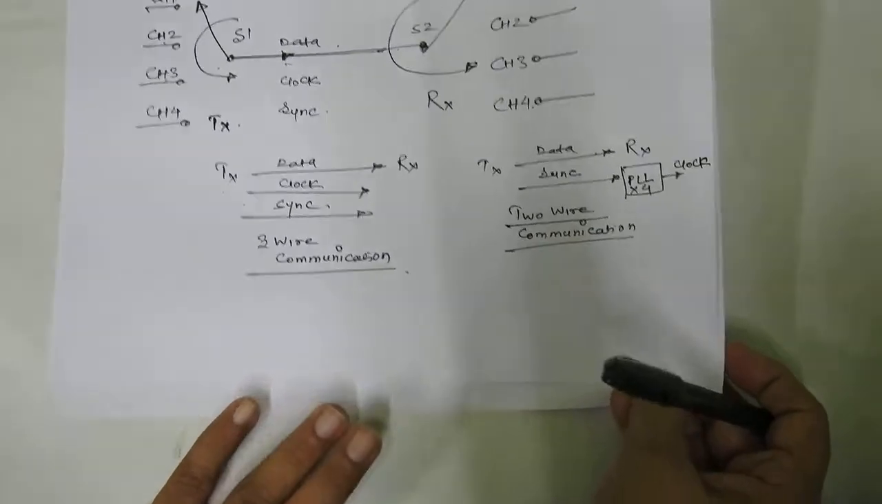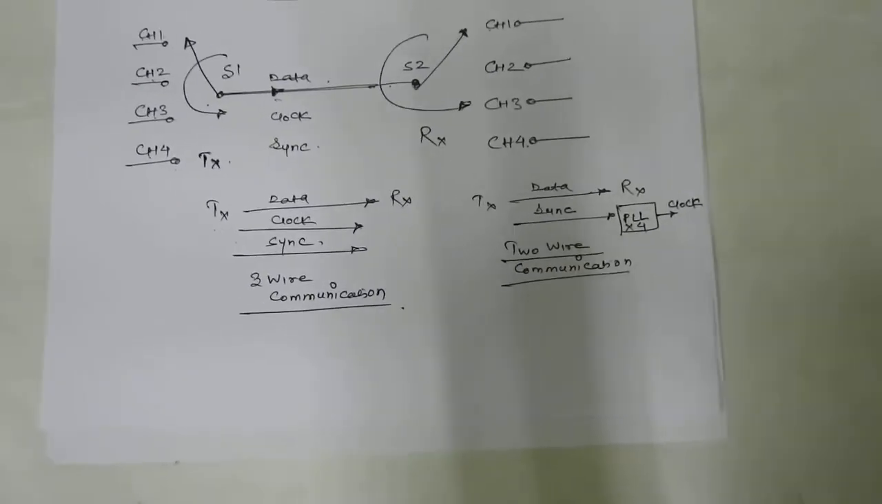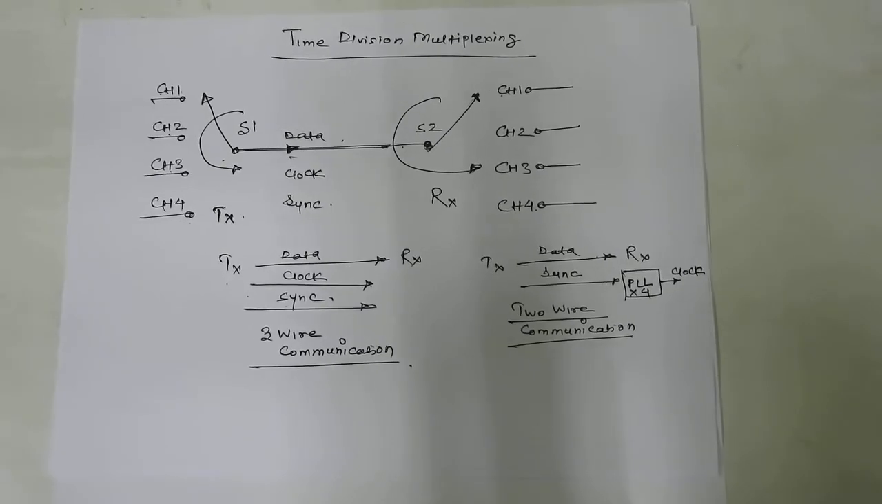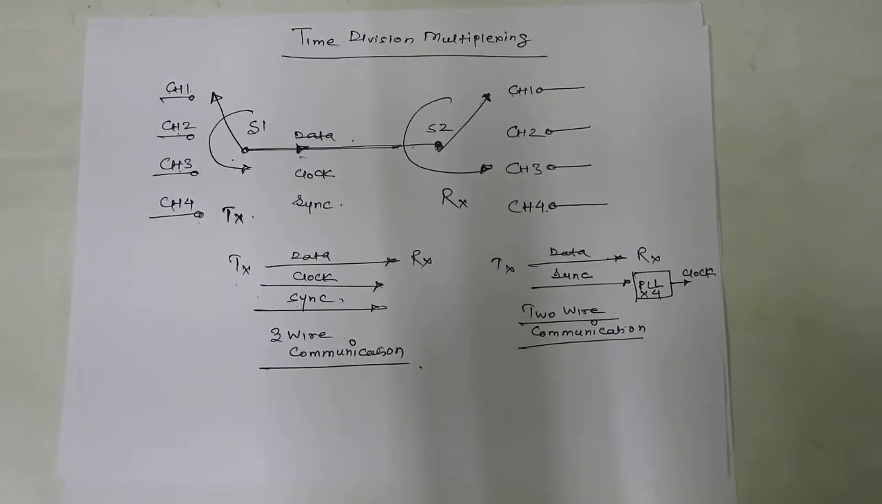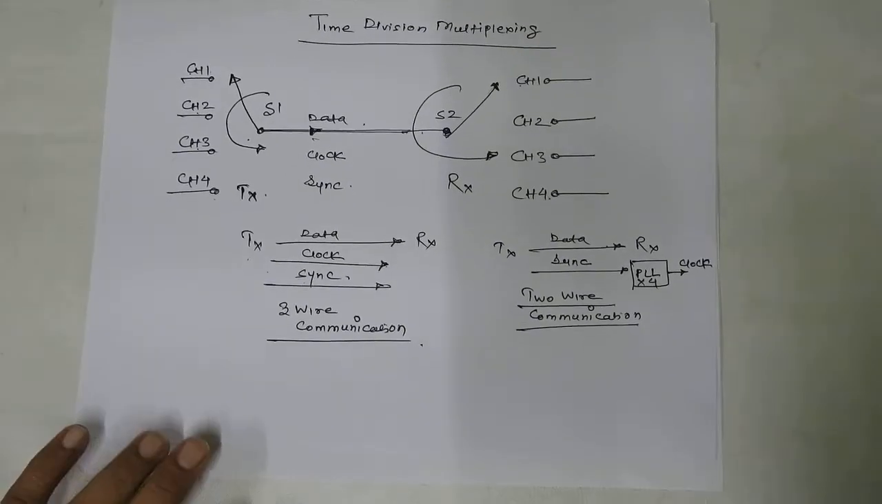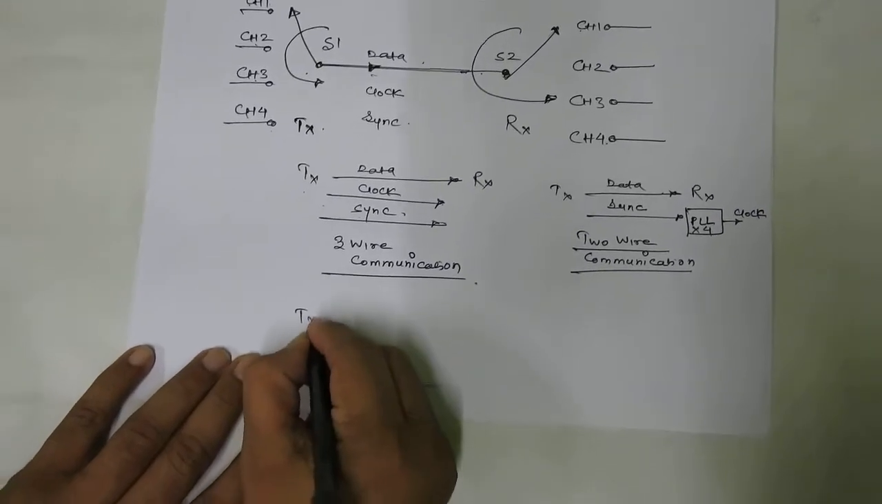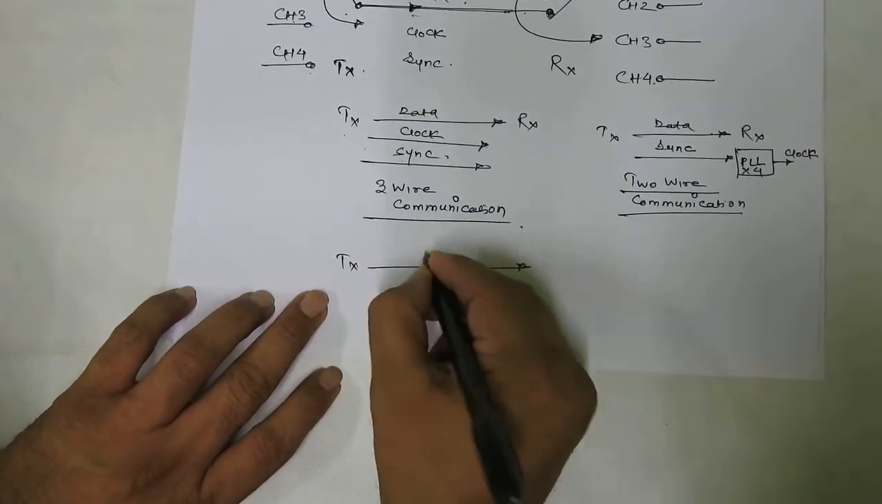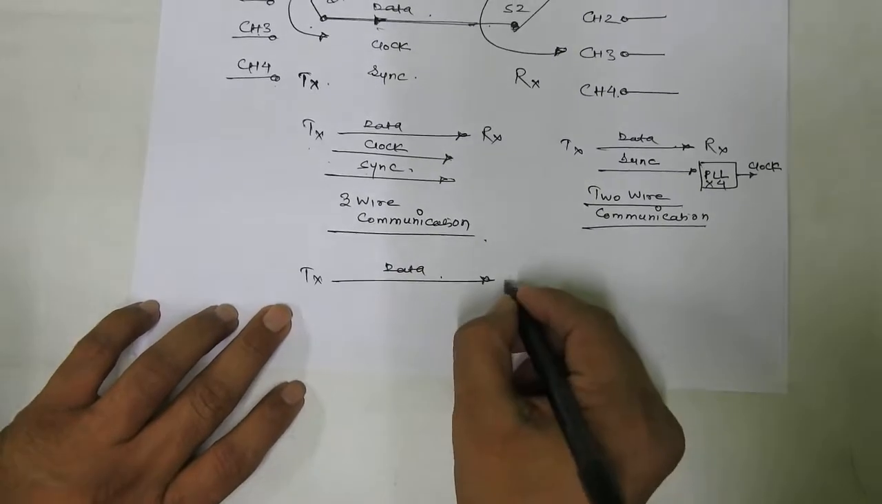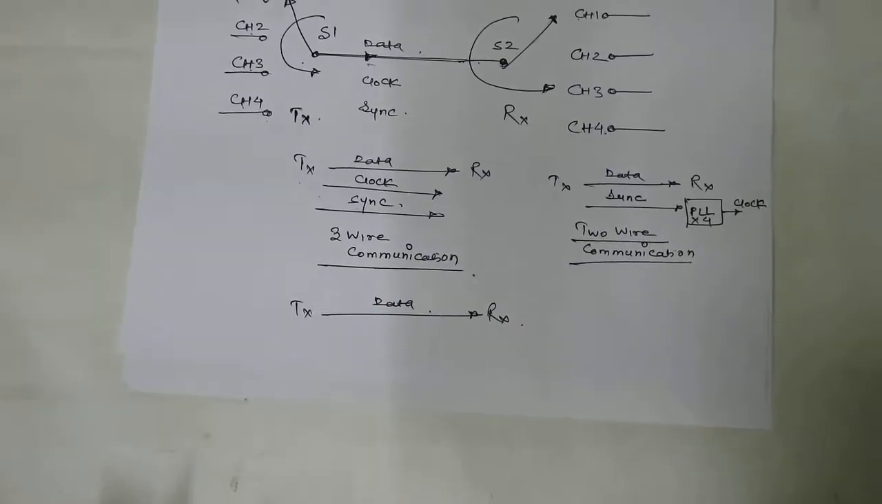Now this is also difficult: to establish 2 wires between transmitter and receiver. Practically there should be only one connection between transmitter and receiver. So if I have a transmitter and I send the data to the receiver, what I do is this.